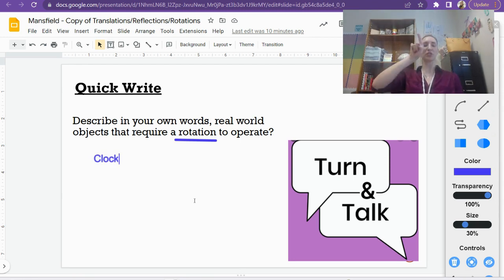Clock rotates, right? Or the clock gear, or if you want to be more specific about what about the clock rotates. Okay, so right now, please pause this video and make a list on your paper or your notebook about other real life objects that also rotate. Go ahead, pause the video. All right, I hope you had something on your list.